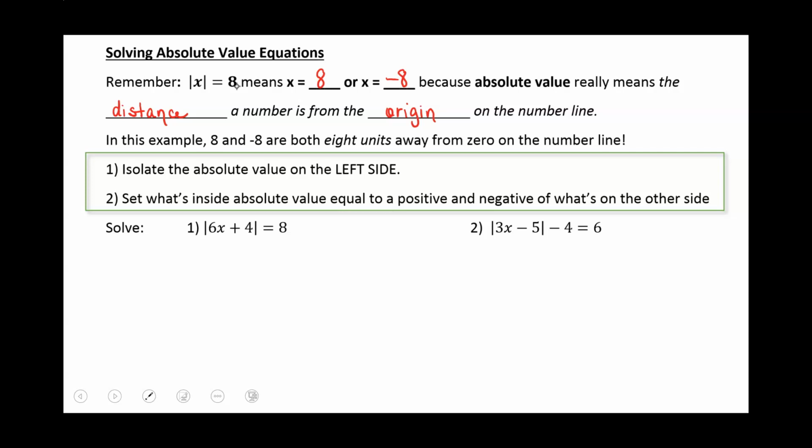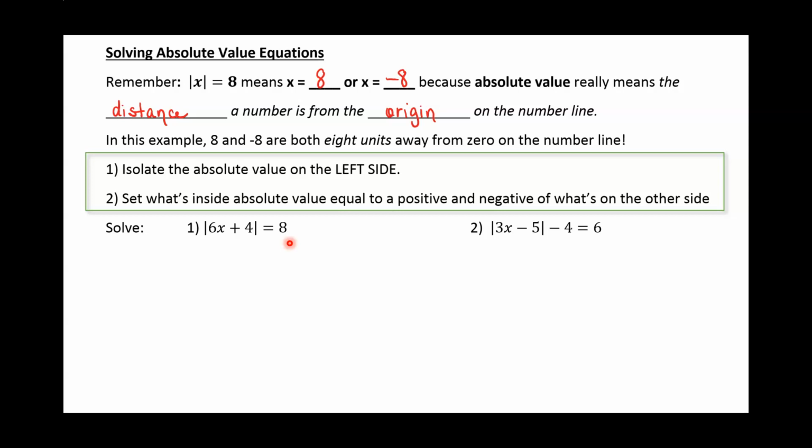So if I have an equation that has an absolute value in it that I want to solve, I want to try and get the absolute value alone on one side, and I want to take what's inside the absolute value and set it equal to a positive and a negative of what's on the other side. So just a moment ago, we had the absolute value of x was equal to 8, and we set what was inside the absolute value equal to a positive and a negative 8.